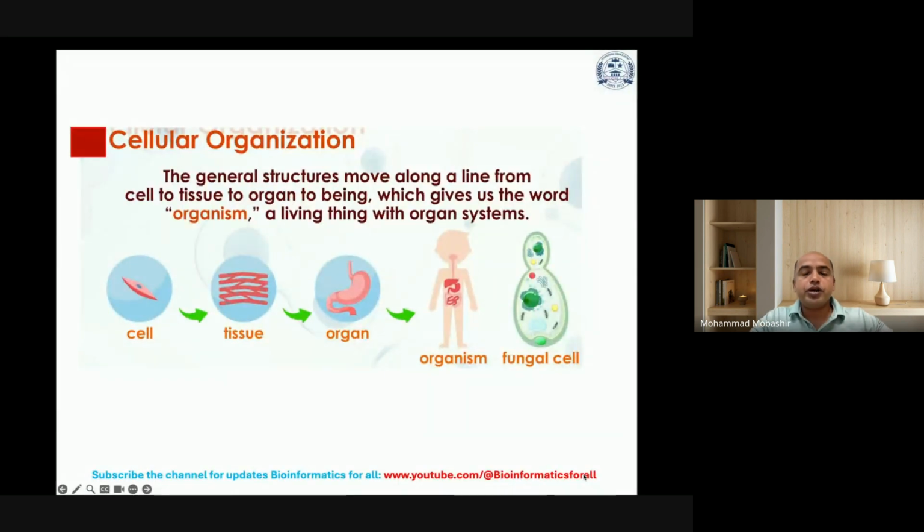Hi, so today I'm going to continue the last class, where I stopped. Cellular organization, that is, the general structures move along a line from cell to tissue to organ to being, which gives us the word organism, a living thing, with organ systems. So here you can see clearly: cell forms tissues, tissues form organs, organs form organism, and then some different kinds of organisms, prokaryotes or eukaryotes.